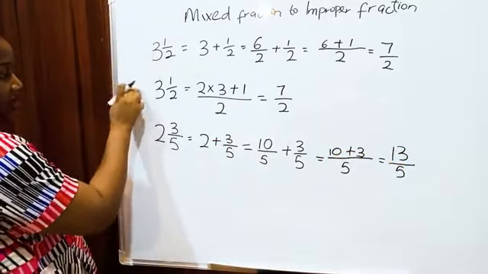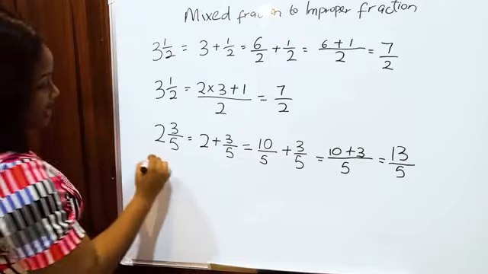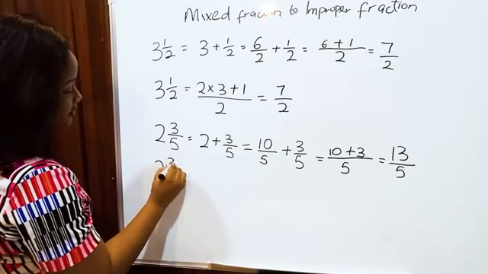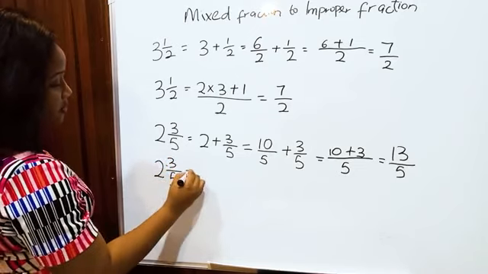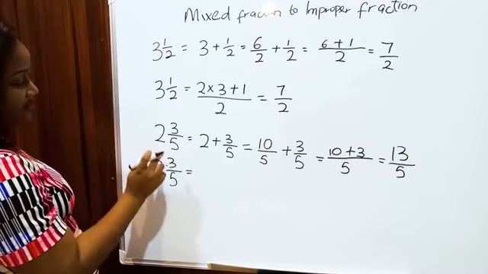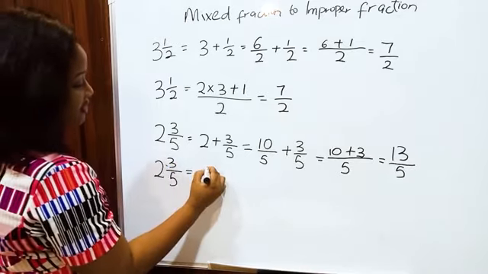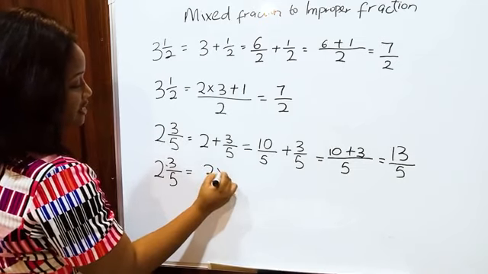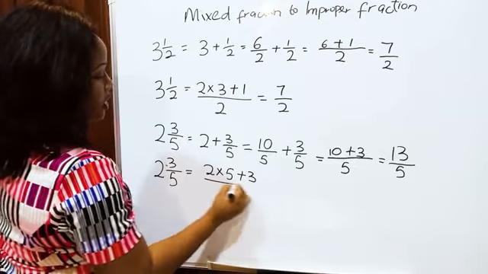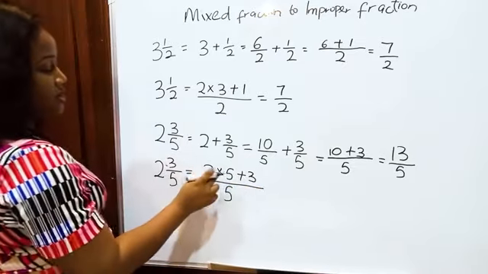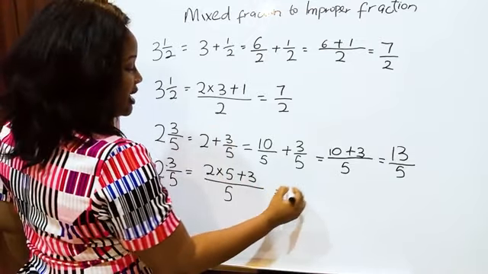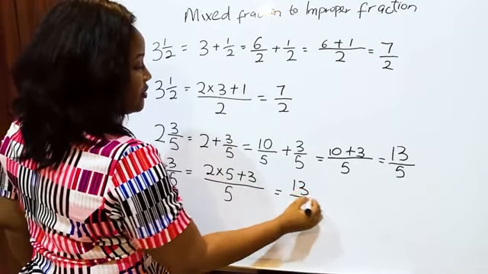Or the second way, the alternative, the quicker way, is by saying 2 whole number 3 over 5 equals 2 times 5 plus 3 all over 5. So you say 2 times 5 plus 3 all over 5. 2 times 5 gives us 10. 10 plus 3, 13. So we have 13 over 5.